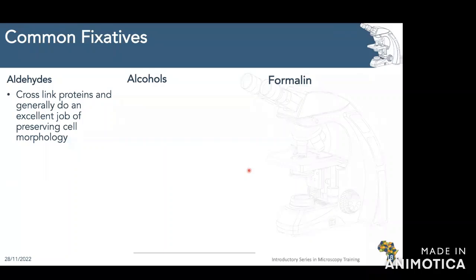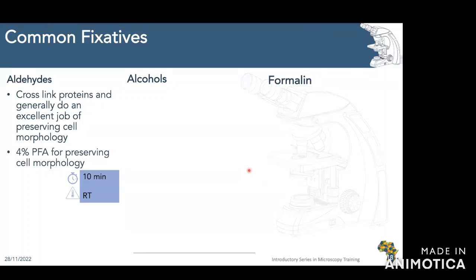Aldehydes work by cross-linking your protein and really do a great job of preserving cell morphology. I would say that's probably my preferred way of fixing, unless I have a specific reason why I wouldn't go this way. 4% paraformaldehyde is really great. It's usually 10 minutes at room temperature. We have provided the standard methods of doing all of these procedures, but I encourage everyone to always optimize your samples. Sometimes you need either more or less, depending on the specific sample type, but these are good starting points for any experiment.